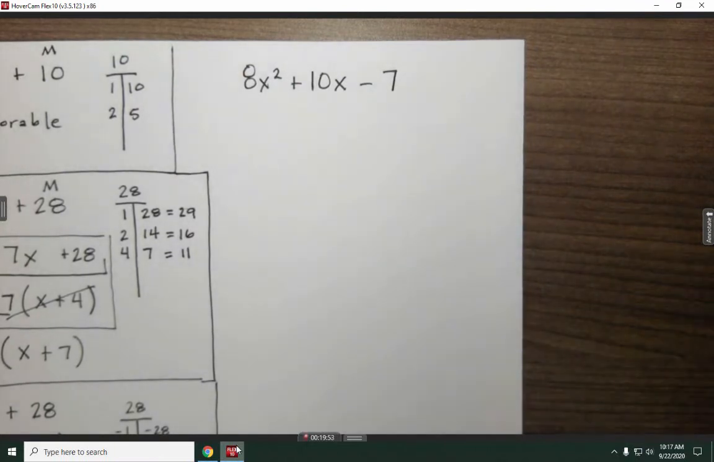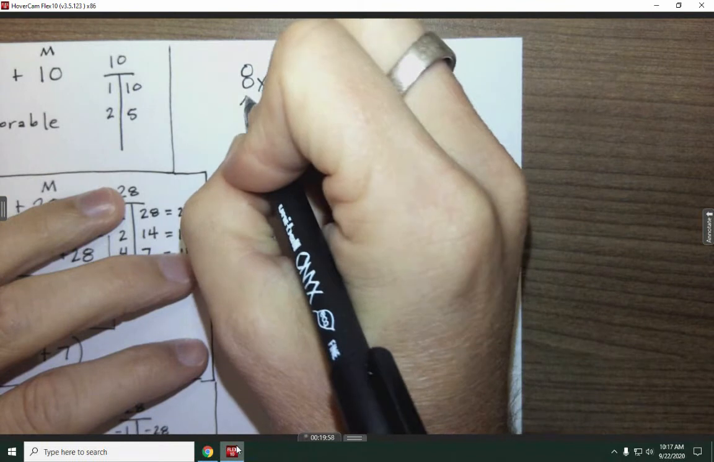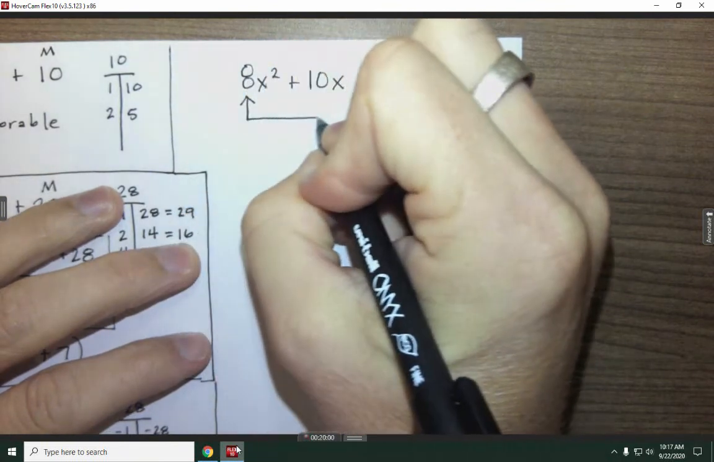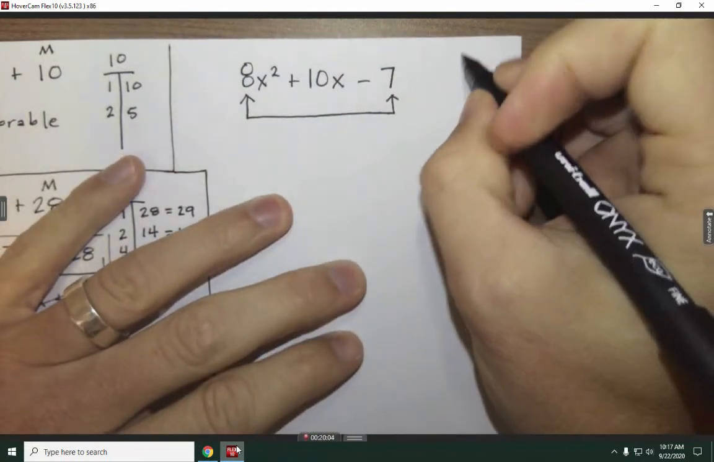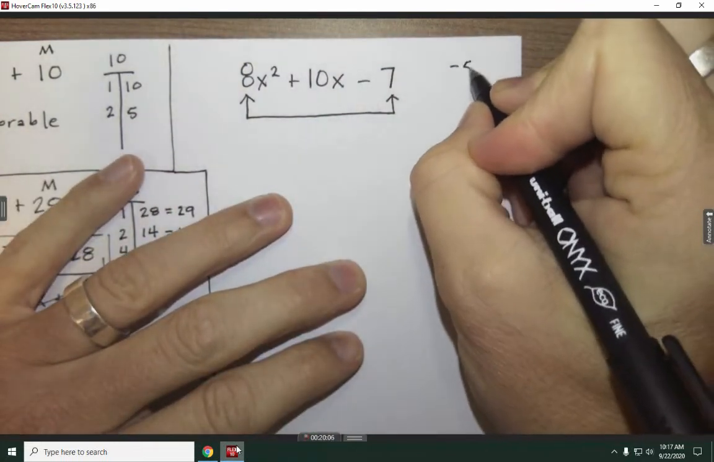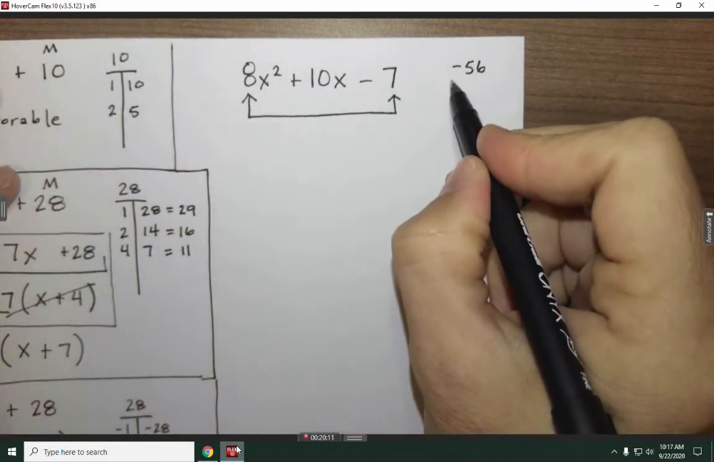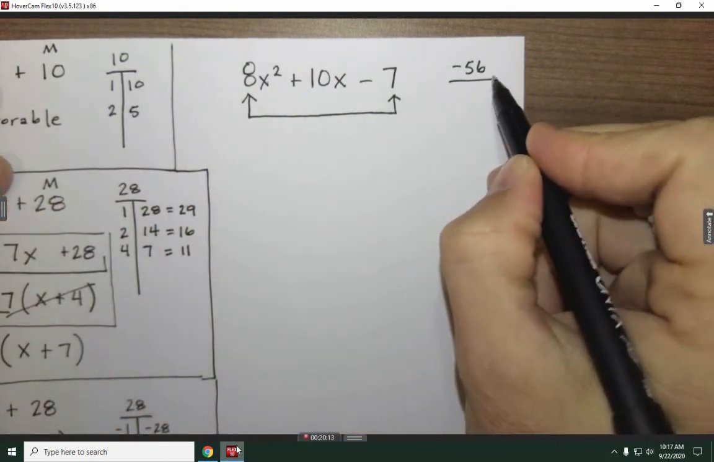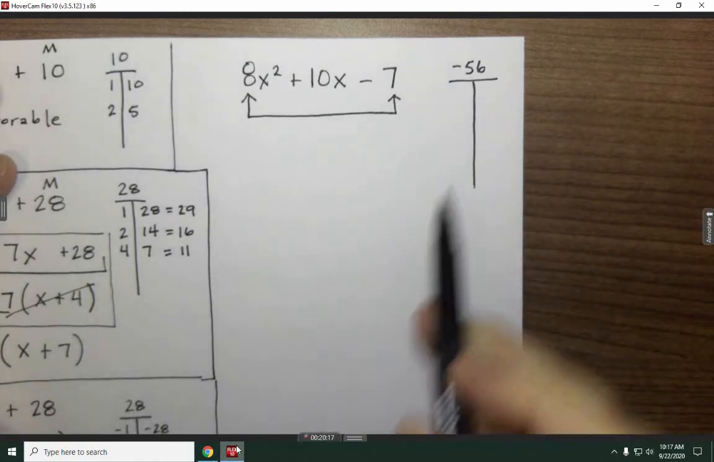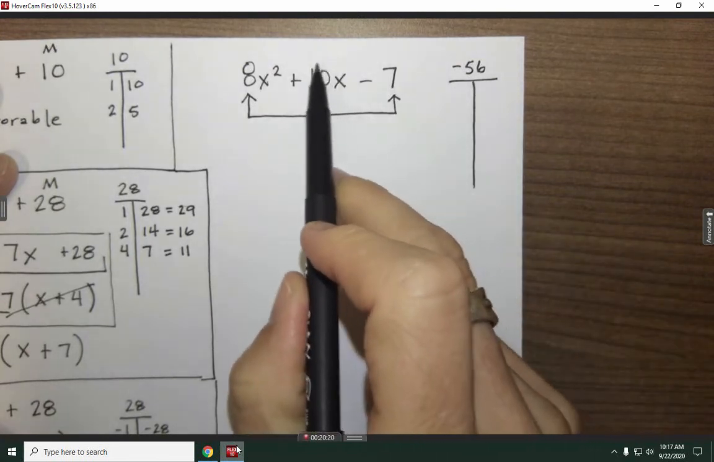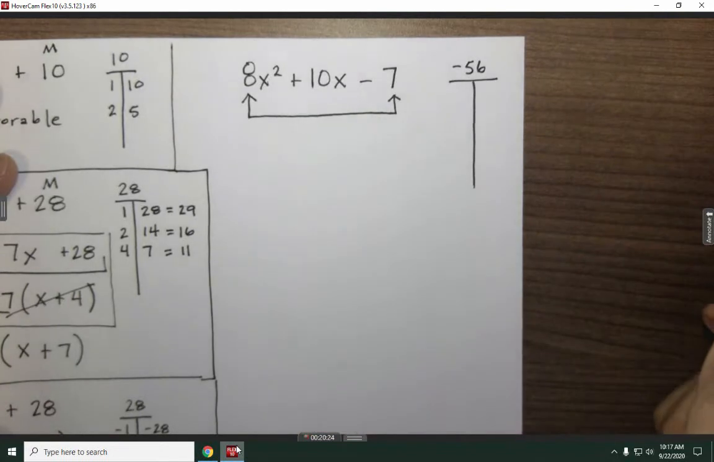Now we have 8x squared plus 10x minus 7. So now what we're going to do, apply this one. This gives us negative 56. Okay. And now we're going to list off our terms. Remember, we don't even have to do half of them as far as the negatives and positives because we want our bigger number to be positive because this middle term is positive.